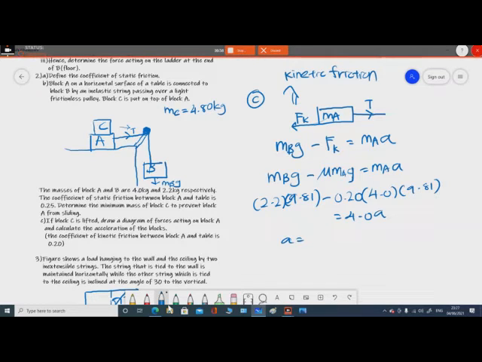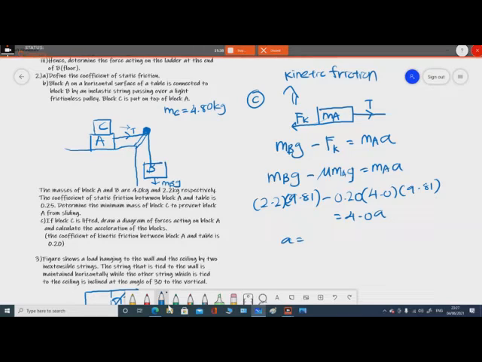So the final answer we got is actually 9.81 divided by 4.0. Okay, so there's a mistake here. So let me find out where the mistakes are. So which one will be my mistake?